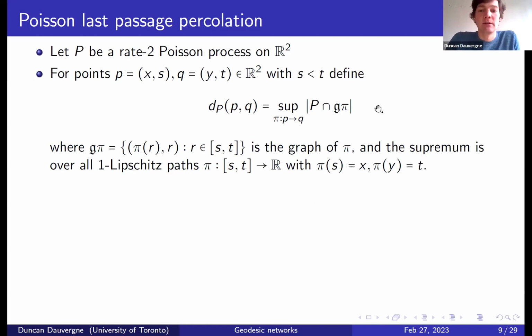So here's the more wordy definition. I have a Poisson point process P. And for 2 points with the right time ordering, I say that their distance, or Poisson last passage value, is the largest possible path length. So this is the number of points on the path, over all paths going from P to Q, where I just take a supremum over 1 Lipschitz paths.